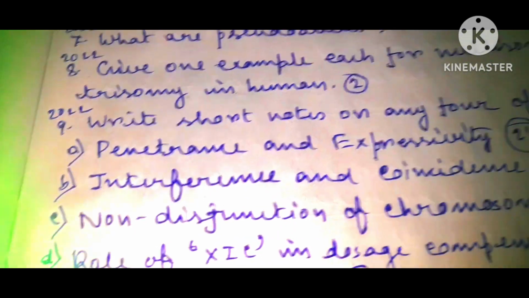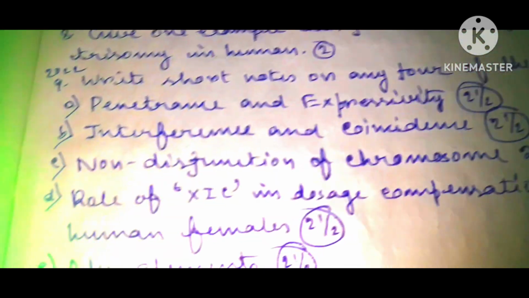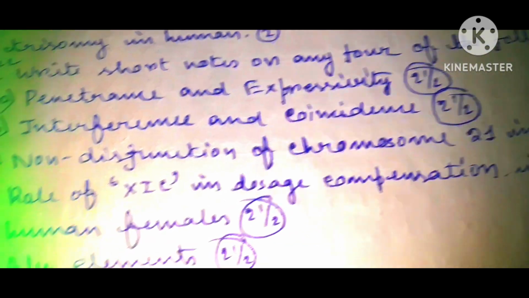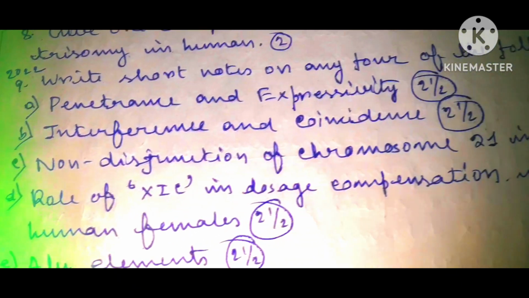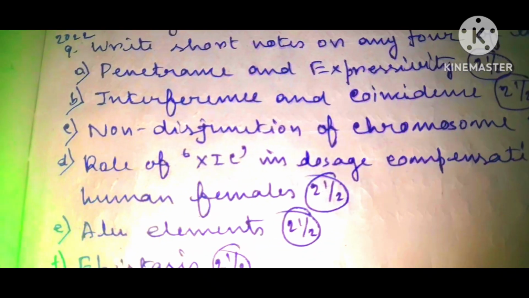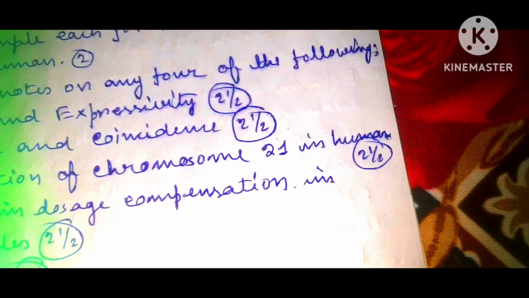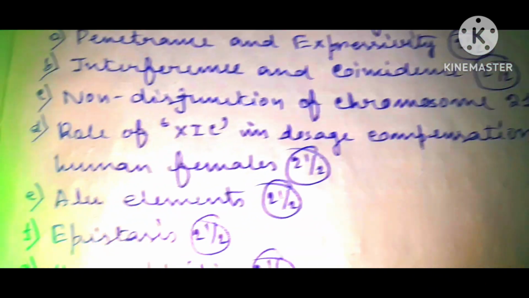Write short notes on any 4 of the following. Penetrance and expressivity carrying 2.5 marks. Interference and coincidence carrying 2.5 marks. Non-disjunction of chromosome 21 in human carrying 2.5 marks.